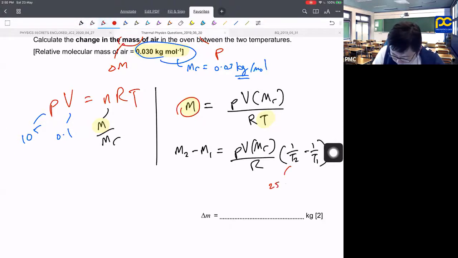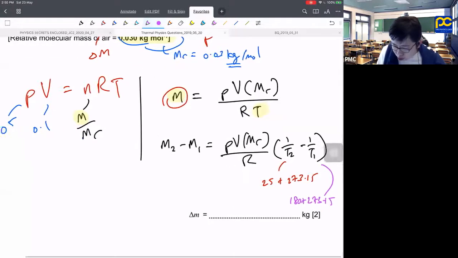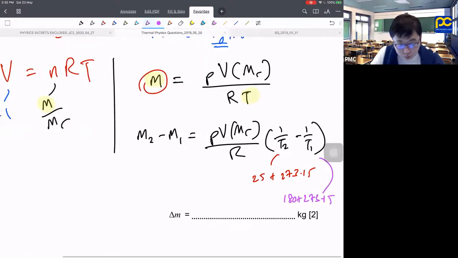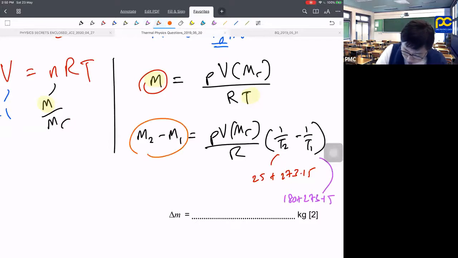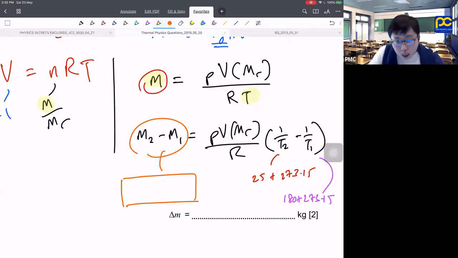Your T2, of course, you all must remember to change to Kelvin. Double mistake if you forget this. This one, change to Kelvin as well. 180, 180. And then you throw in all the other numbers. You will get the final answer, which is the delta M. All right, a lot of you are getting the correct answer already.